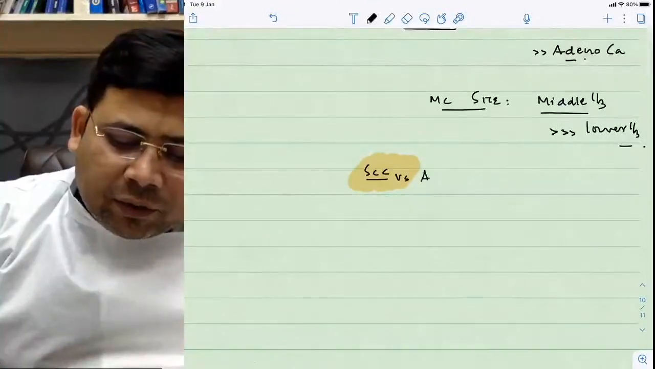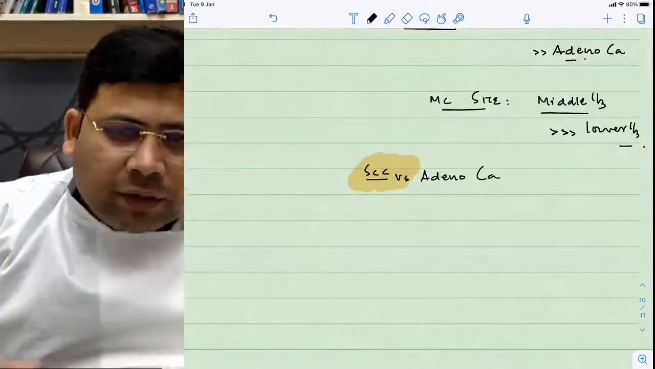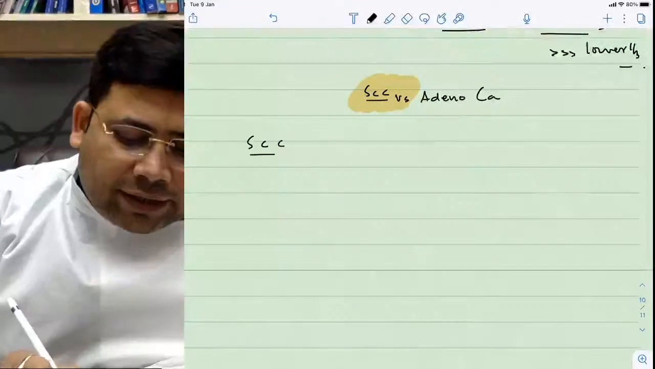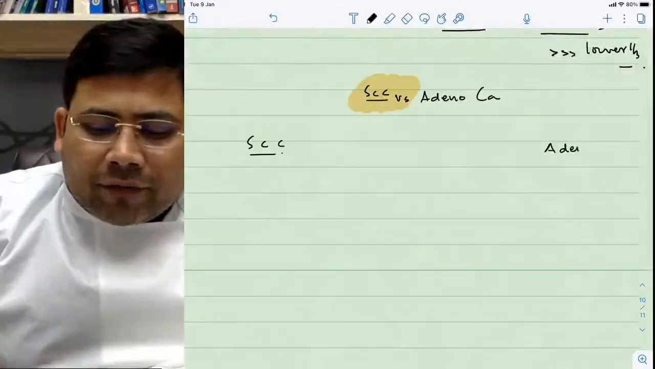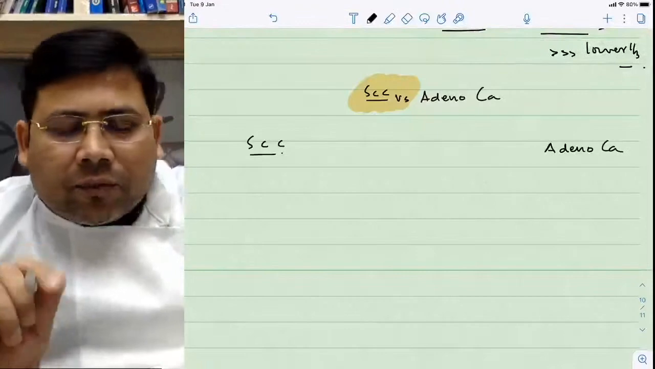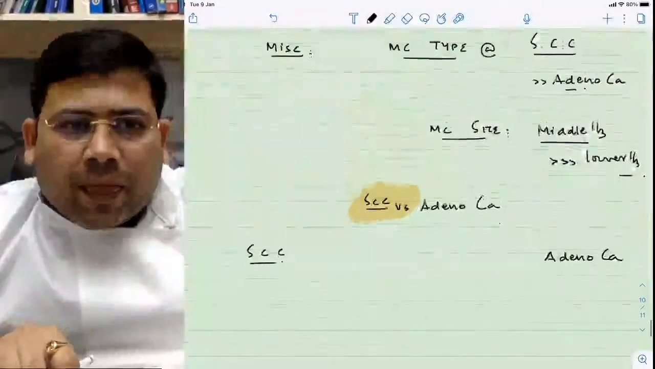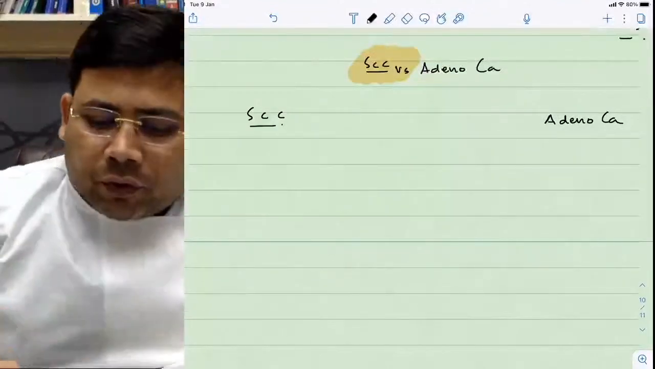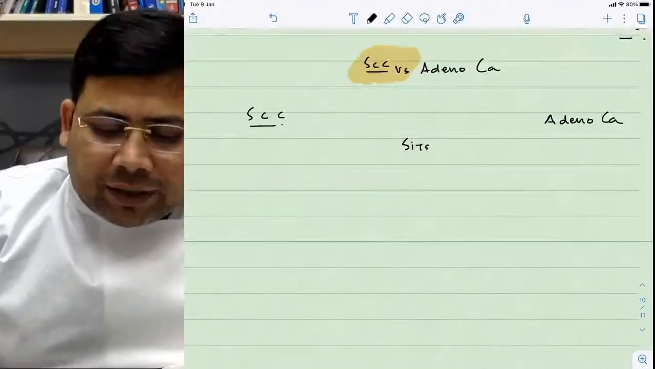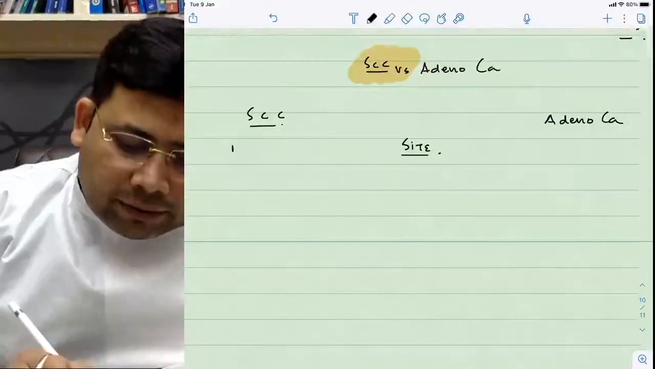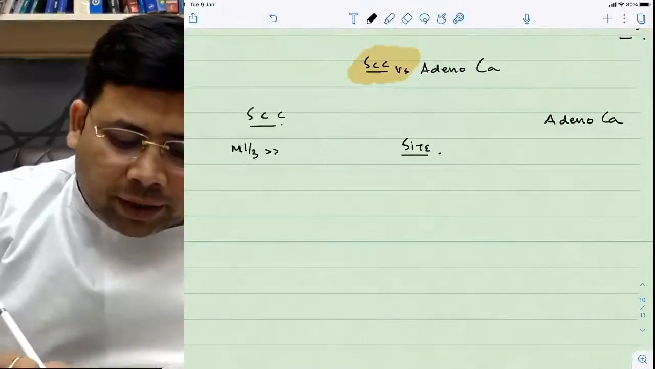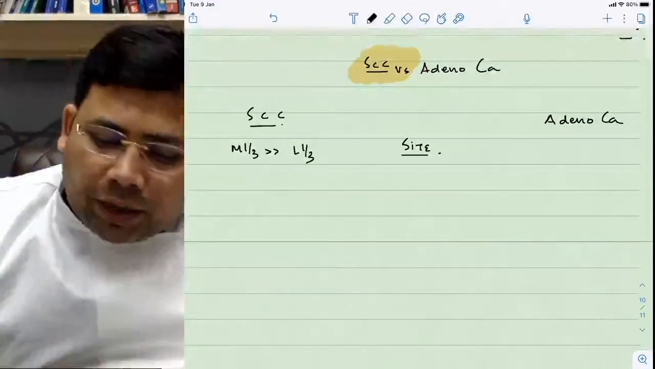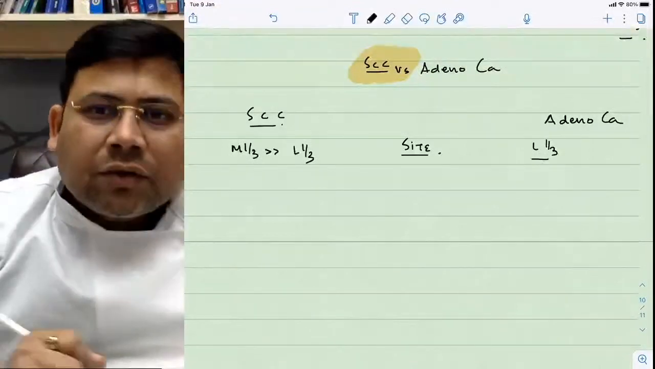SCC versus adenocarcinoma. So on one side, we will write SCC and on another side, we will write adenocarcinoma. Each and everything that I'm going to discuss is a very important point, and it is a potential MCQ also. So the first thing that you should know is the site. The site of SCC is middle one third, more predominant than lower one third. If you talk about adenocarcinoma, it is lower one third that is common.